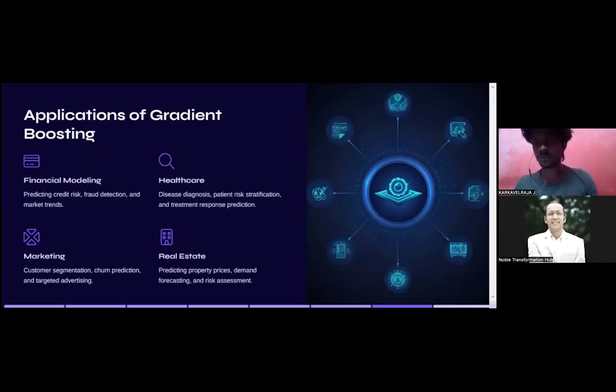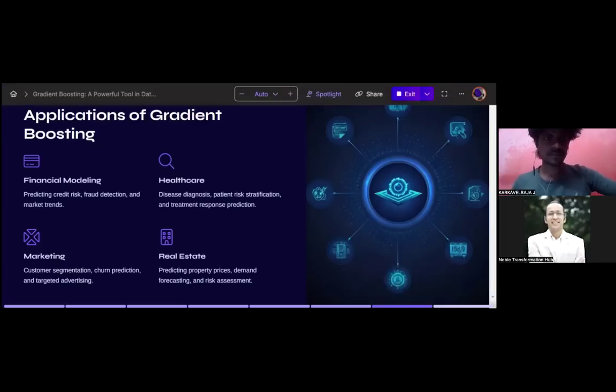So yeah, sir, over to you. So, applications of gradient boosting, guys. It helps us in financial modeling. In the financial sector, wherever you have to predict credit risk, fraud detection, or market trends, we can use it.